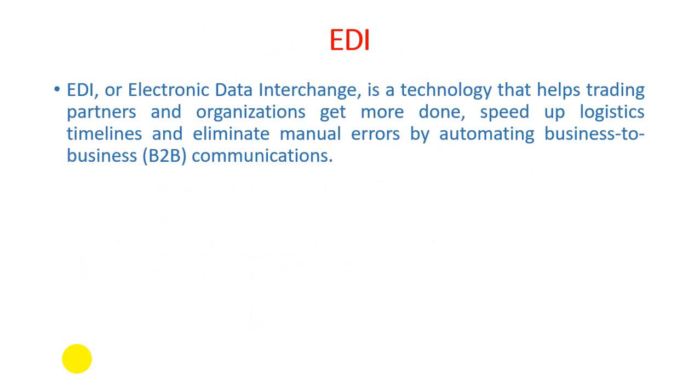Now we will discuss the second point of today's lecture of Unit 4 of the Cyber Law and Ethics subject, which is known as EDI. Guys, EDI is nothing but Electronic Data Interchange. It is the technology that helps trading partners and organizations get more done, speed up logistics timelines, and eliminate manual errors by automating business-to-business communications.